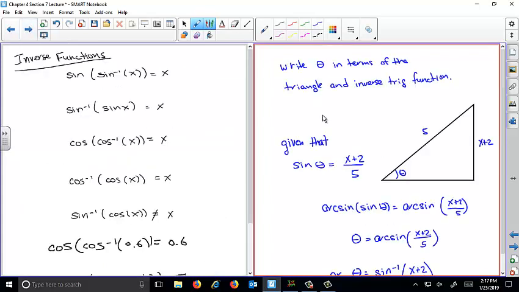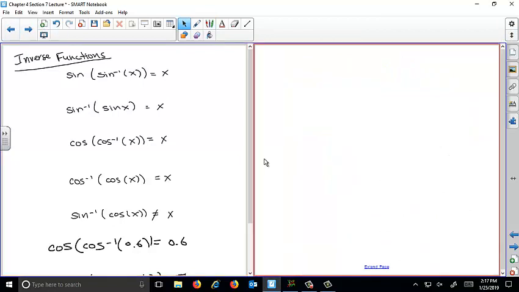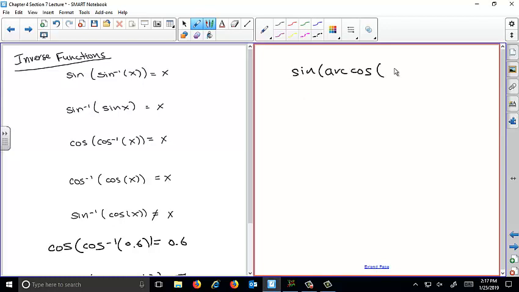Now sometimes we get other types of combinations that you deal with. So let's say I have the sine of the arc cosine of 1/2. Here we do have the mixture. It's not equal to x, or not equal to a half. This does not equal a half, but it does equal something. I mean, it does exist. So the question is, how do you figure out what that is?